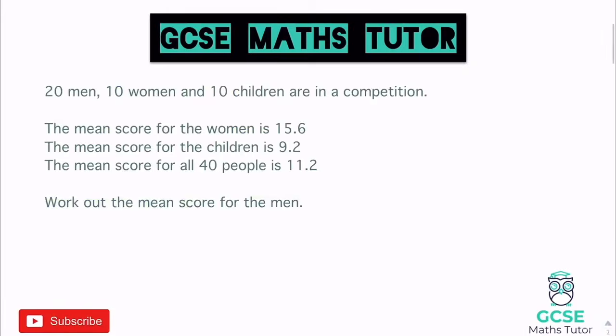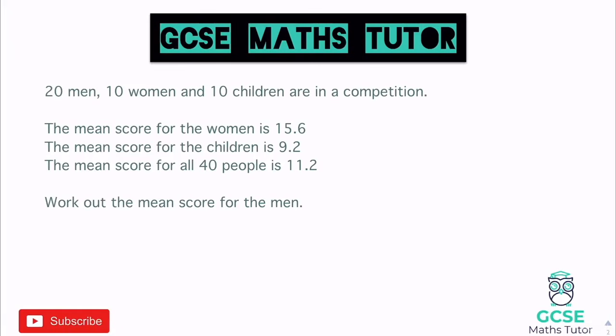Okay, so we've got some slightly more numbers in this question and a bit more information. If you have a look at the first line, it says there are 20 men, 10 women and 10 children. So we've got 3 bits of information in this question now instead of 2. It says the mean score for the women is 15.6 in this competition. The mean score for the children is 9.2 and the mean score for all 40 is 11.2. So again, we are missing one of the bits of information there. We're missing the mean for the men. So it makes sense that the next line then says work out the mean score for the men.